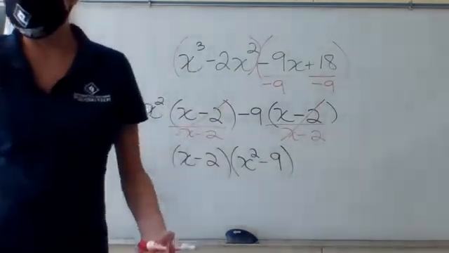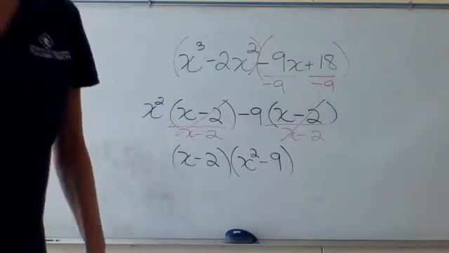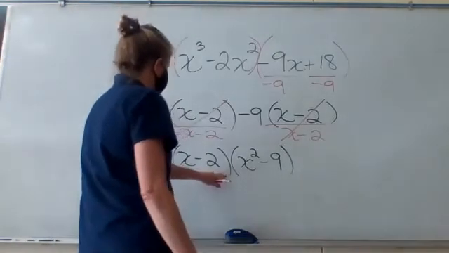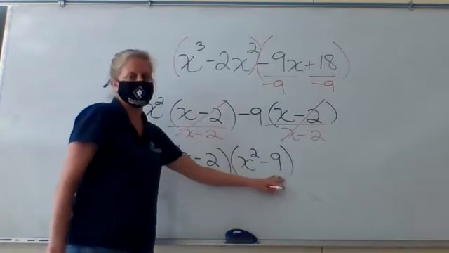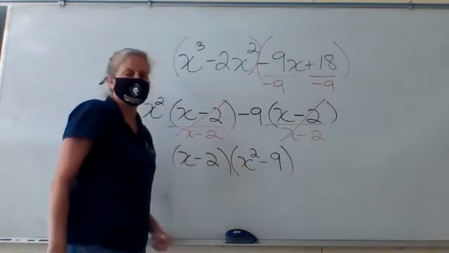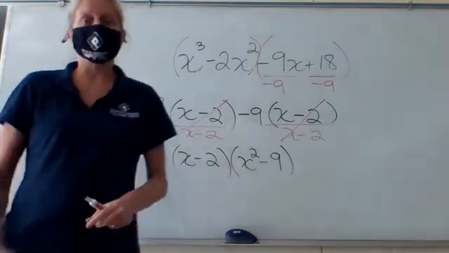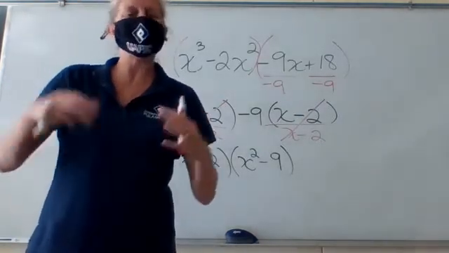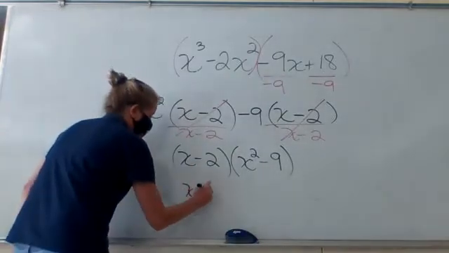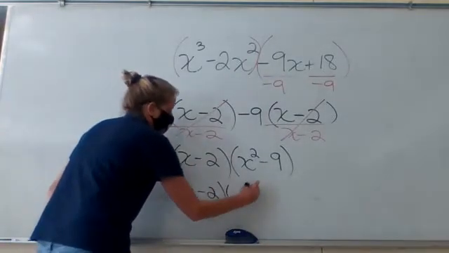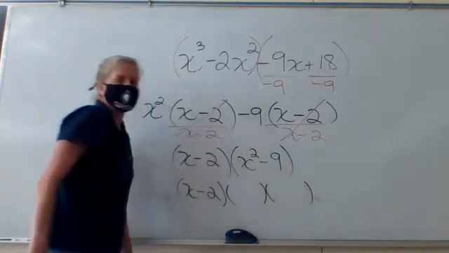Now, we've run into something else. This one I can't factor anymore. It's done. But look what's inside this parentheses. It's got an x squared and a minus 9. Those are both perfect squares, which means now that one is a difference of perfect squares. So I have x minus 2 that'll just drop down. But this one will factor again.